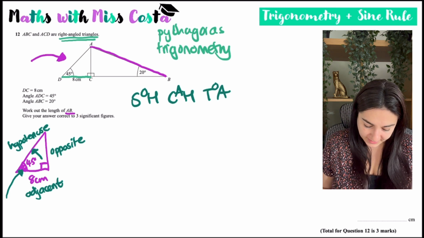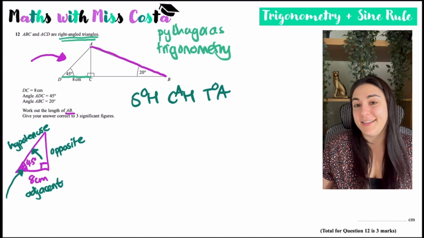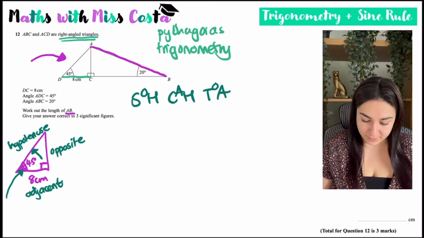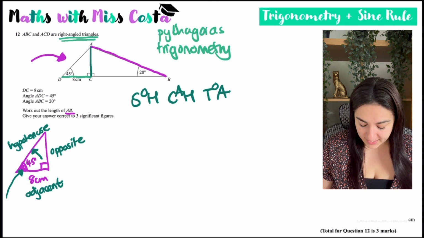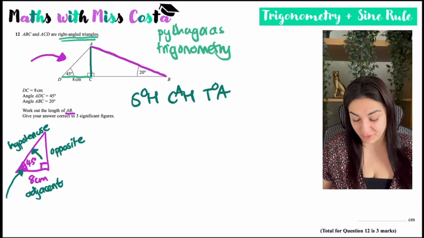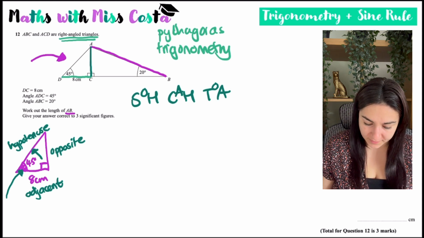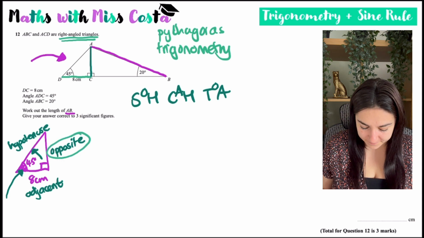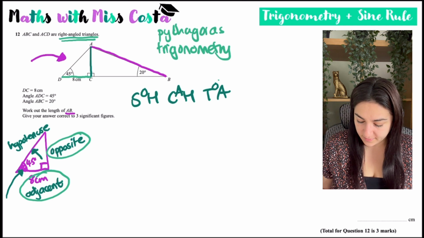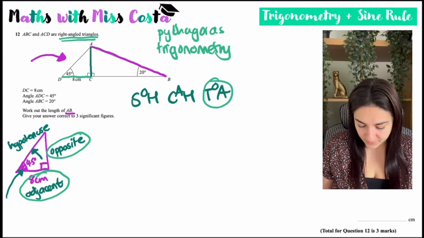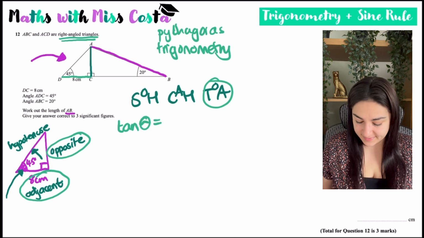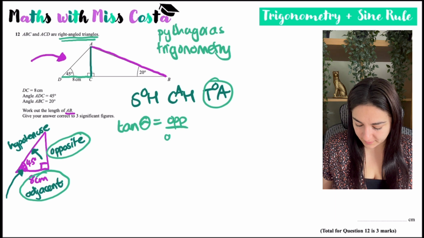So I've been given the adjacent and which side? Okay, so let's think about this. Which side do you think it would be most beneficial to use? Well, if I figured out what this length here is, then I would be able to use trigonometry to figure out the length of AB. So the sides I'm going to use are the opposite, and also I've been given 8 centimeters, which is the adjacent. So O and A, I'm going to use tan. So I say tan theta, I'm just going to write out the formula. Tan theta is the opposite over the adjacent.